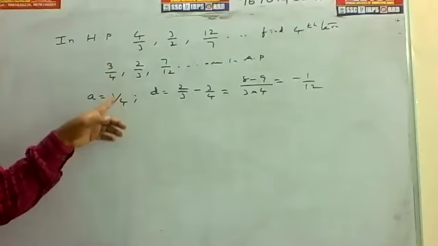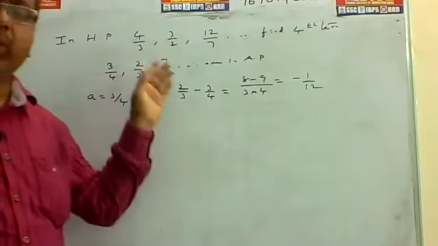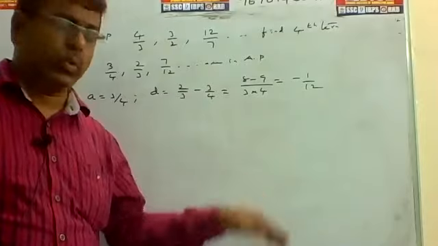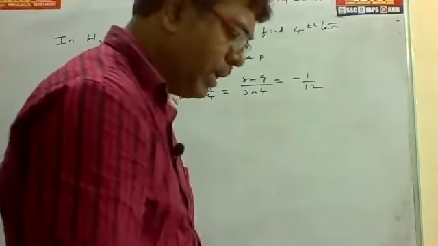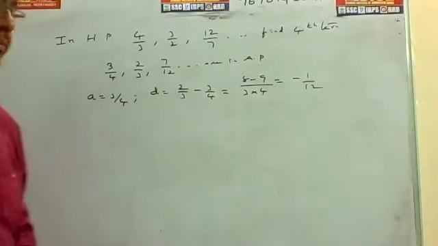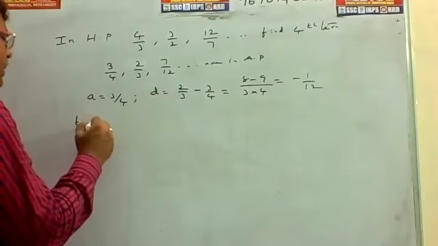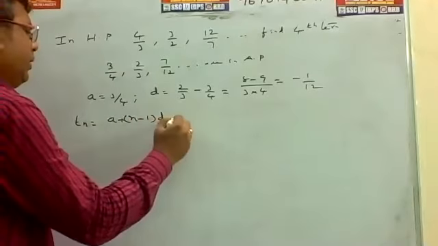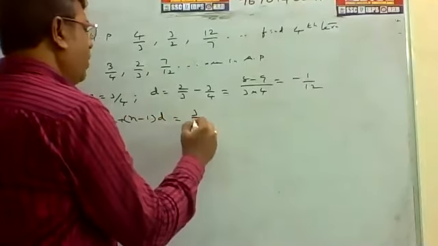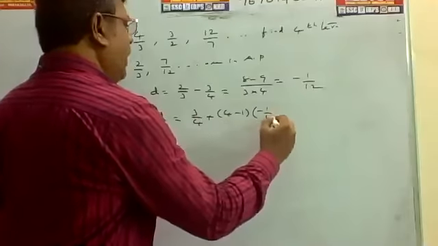So A is equal to 3 by 4, and the common difference is minus 1 by 12. Now Tn is equal to A plus n minus 1 into D. So 3 by 4 plus 4 minus 1 into minus 1 by 12.